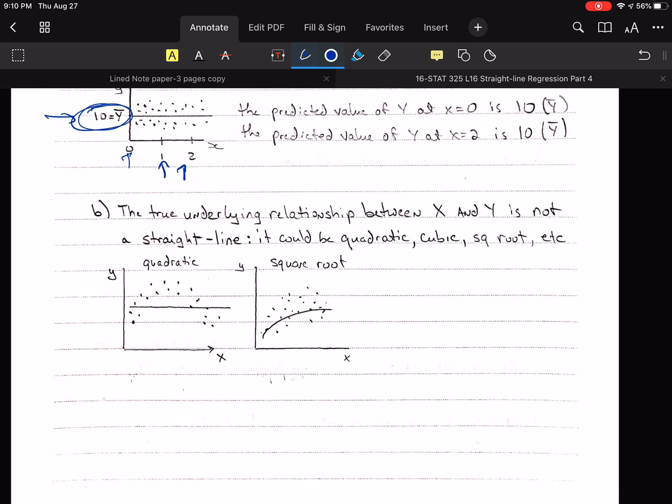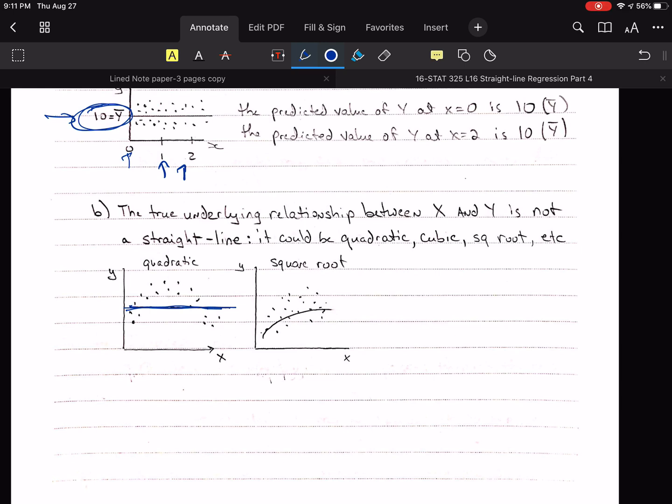The second possibility is that the true underlying relationship between x and y is not a straight line. It could be a quadratic or a cubic or square root, etc. So here's a quadratic case where we have the full quadratic, so we end up plotting a flat line using the least squares method for a straight line. The straight line that best fits this is a flat line with 0 slope.